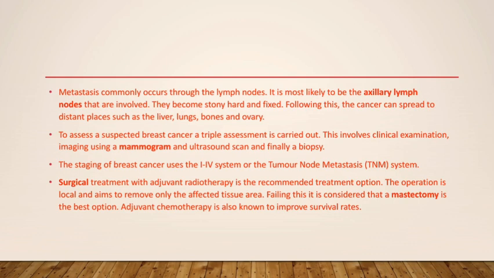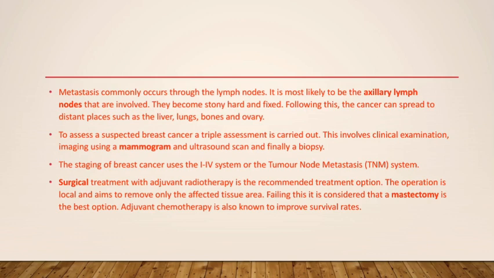Metastasis commonly occurs through the lymph nodes. It is most likely to be the axillary lymph nodes that are involved. They become stony hard and fixed. Following this, the cancer can spread to distant places such as the liver, lungs, bones, and ovary.